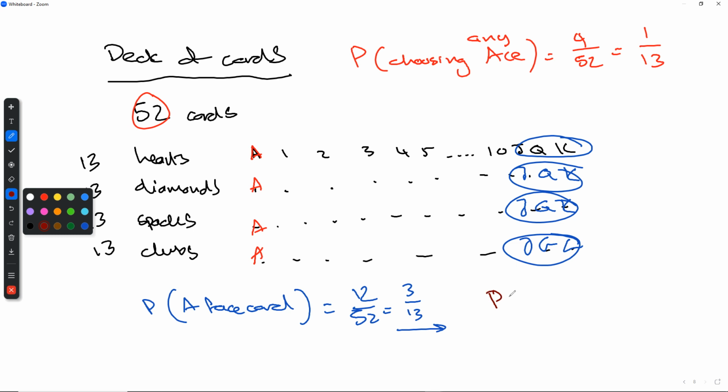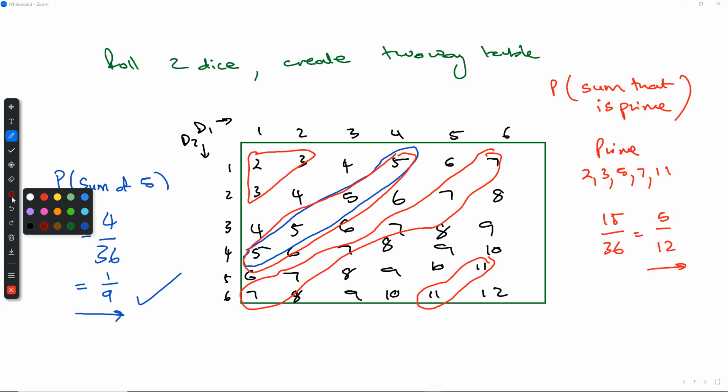The probability that you choose a king of hearts. Well, there's only one of those over there. So that one would simply just be 1 over 52. And we're done there. All right, so that's just a quick introduction on that.